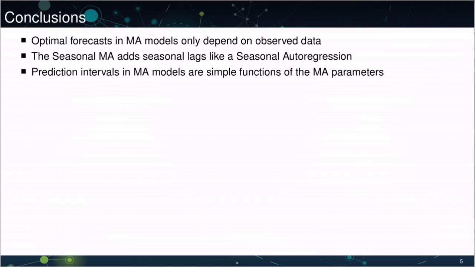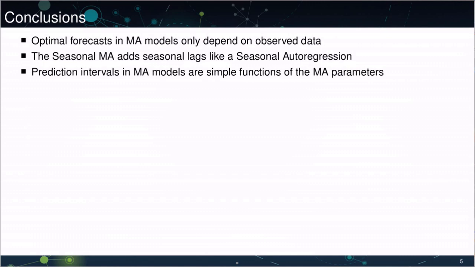So in this lesson, we've seen a few things. First, that optimal forecasts in moving average models only depend on observed data. This happens by inverting the MA into an AR. This property will be used later in the course when we actually look at some specific forecasting models.